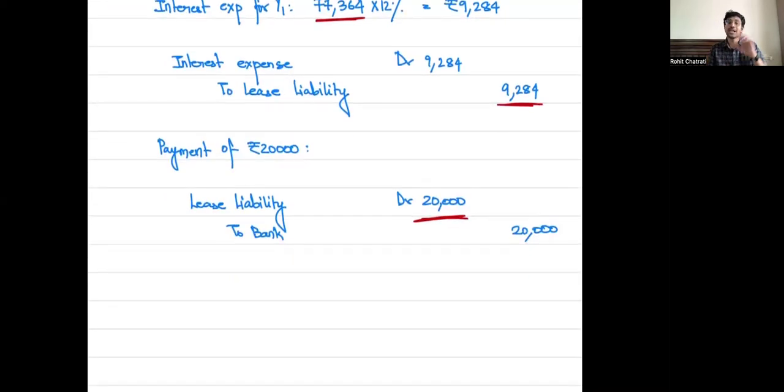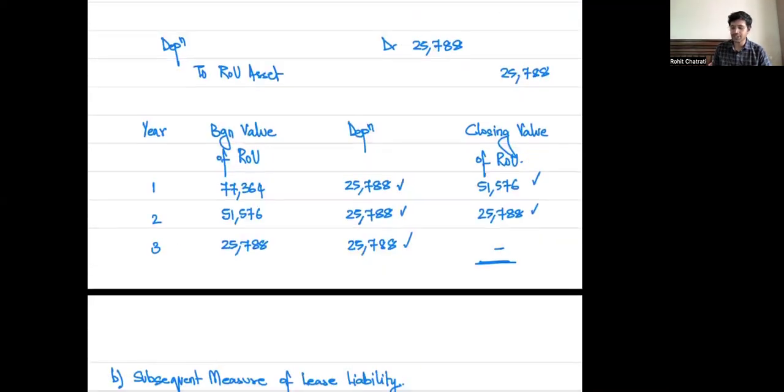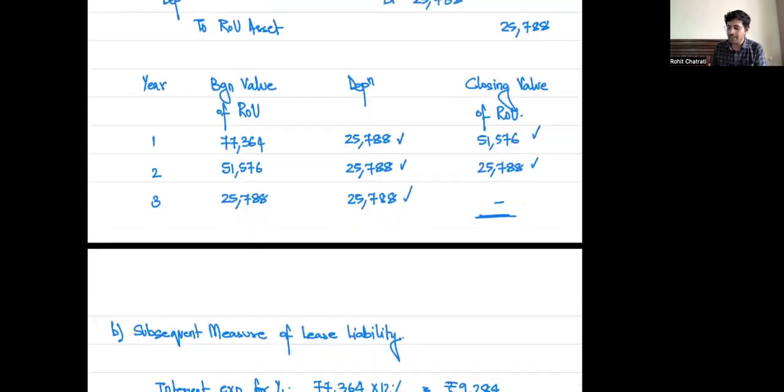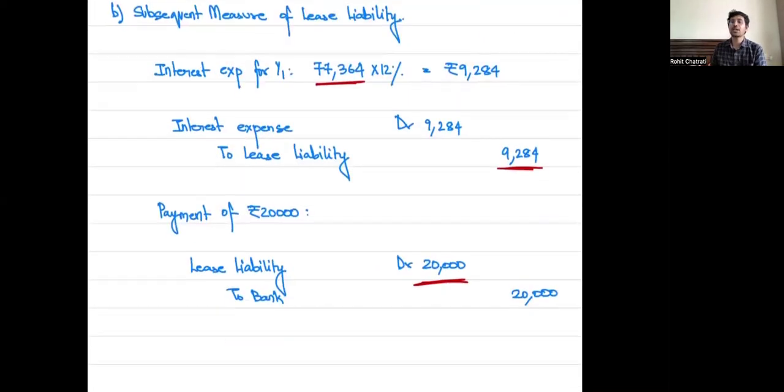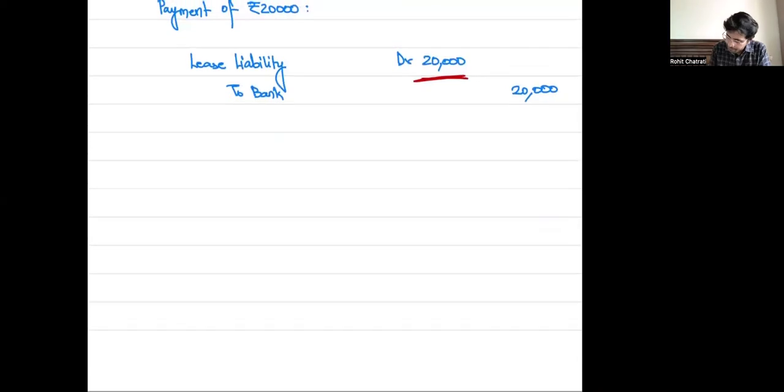Let us plot a schedule, similar to the right of use asset schedule. Just like how we prepared a right of use asset schedule, let's also prepare a lease liability schedule so that we are able to track the closing lease liability at the end of year one. We'll start with years 1, 2, and 3. We'll have beginning value, interest at 12 percent, payments, and finally closing balance.